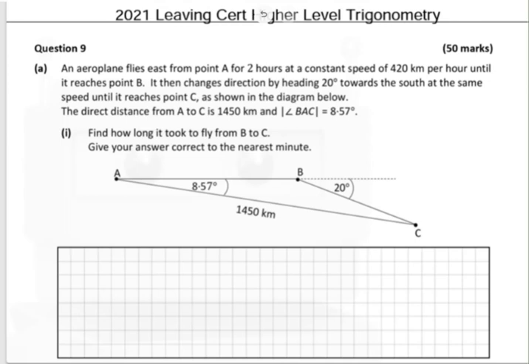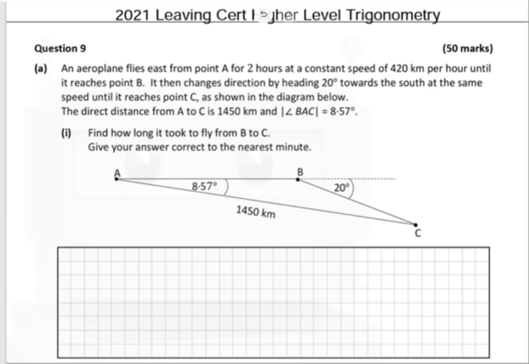Today we're covering the 2021 Leaving Cert Higher Level Trigonometry question. This is one of the longer questions, which is 50 marks. This will be done in parts. First of all, in the description, we have an airplane flying at a constant speed. It's going around this circuit here.